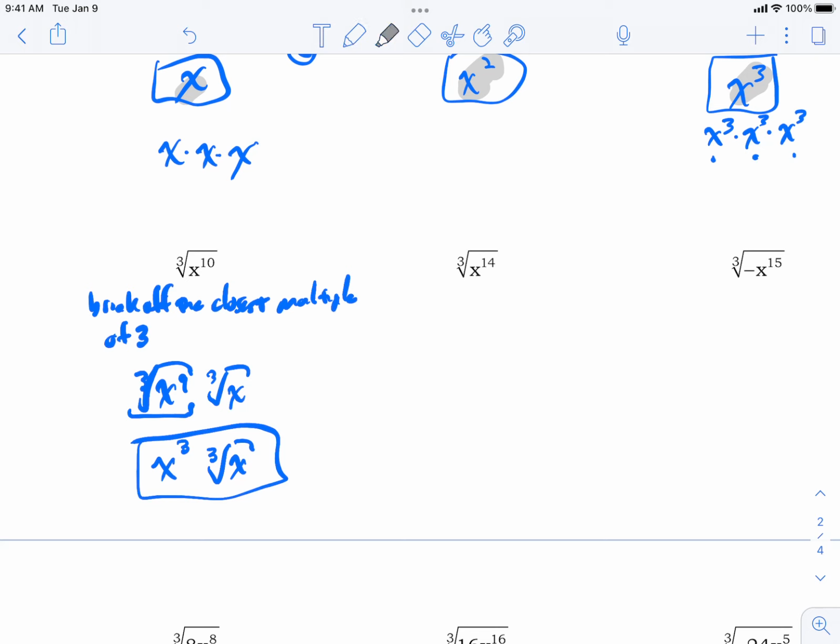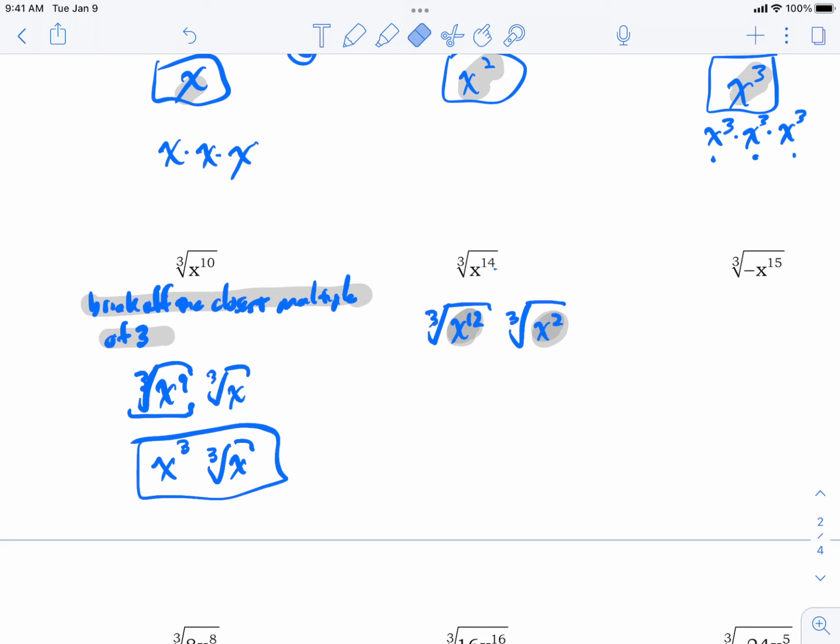Okay, so here's the main point right there. Break off the closest multiple of 3. So that's what I'm going to do here. So you start by counting by 3s. 3, 6, 9, 12, and then 15 is too far. So 12 was the closest I got. So break this off as 12, and then because it's 14 here, you still got 2 more, right? You got to make sure that this times this equals this. So this is x to the 12th times x to the 2 will give me x to the 14th. Okay, so this is a legal way to break it up.